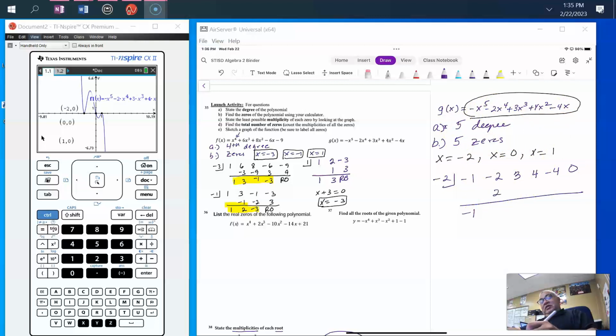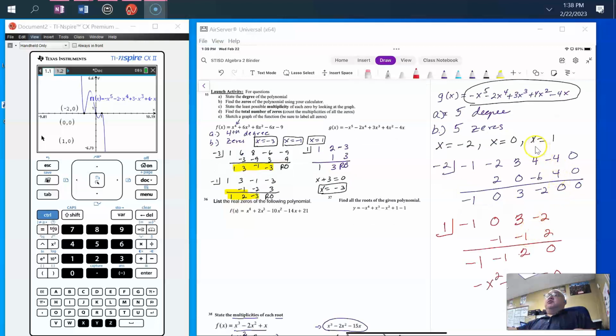Negative 2 times negative 1 is 2. Negative 2 plus 2 is 0. Negative 2 times 0 is 0. 3 plus 0 is 3. Negative 2 times 3 is negative 6. 4 plus negative 6 is negative 2. Negative 2 times negative 2 is 4. Negative 4 plus 4 is 0. Negative 2 times 0 is 0, so it's 0.